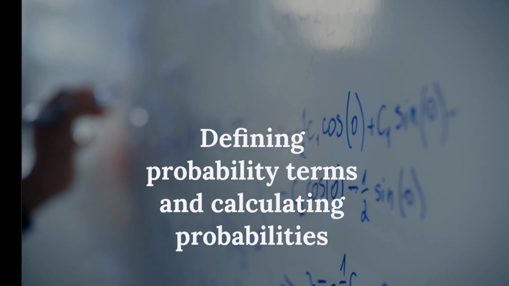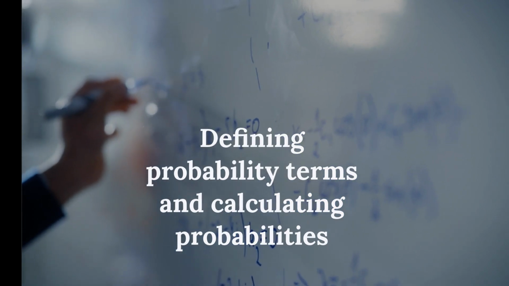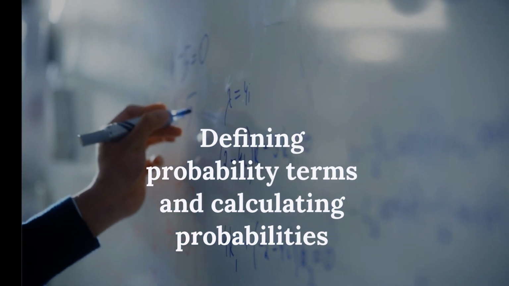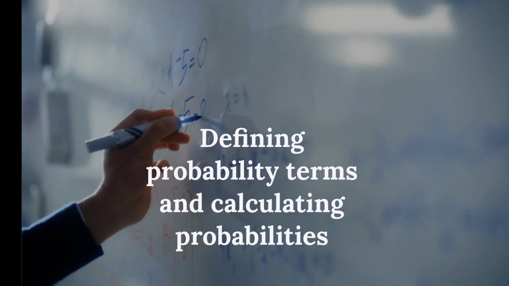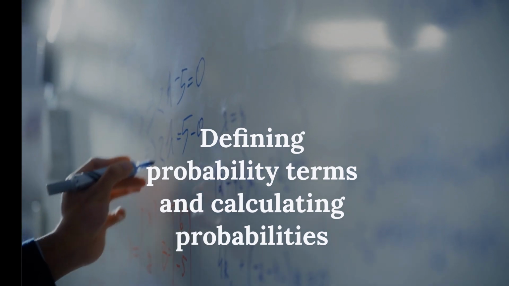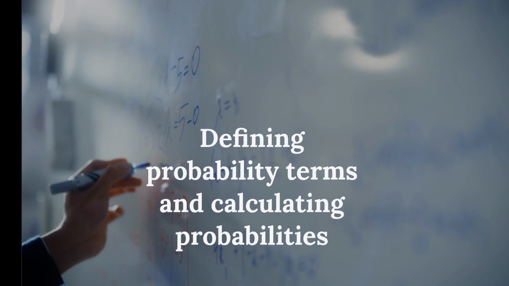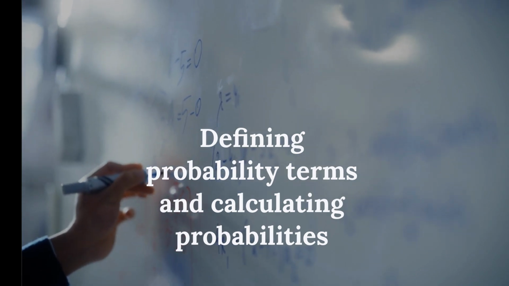Achieving learning outcomes involves defining core probability terms accurately. Learners should identify outcomes, events, and sample spaces correctly. Calculating simple probabilities and explaining rules like complements is essential. Distinguishing between independent and dependent events shows understanding. Connecting probability to data science use cases indicates mastery.